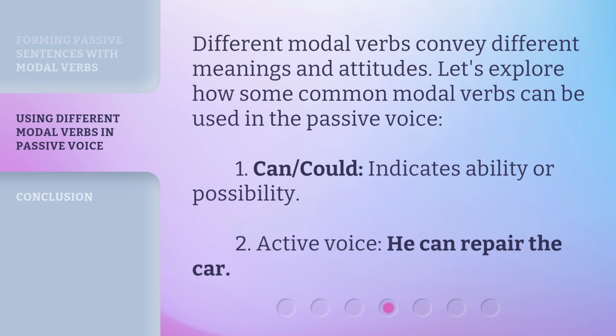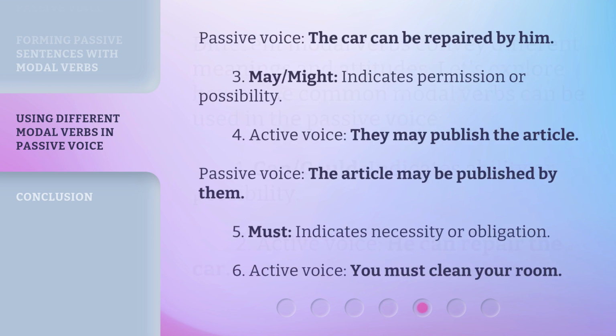Different modal verbs convey different meanings and attitudes. Let's explore how some common modal verbs can be used in the passive voice. 1. Can, could, indicates ability or possibility. 2. Active voice. He can repair the car. Passive voice. The car can be repaired by him.